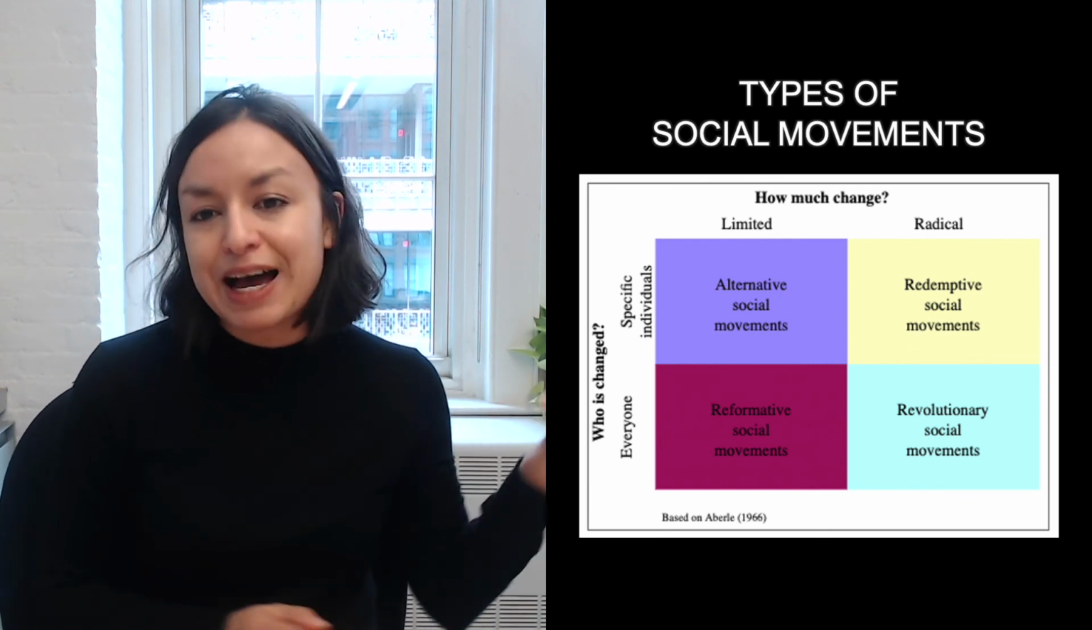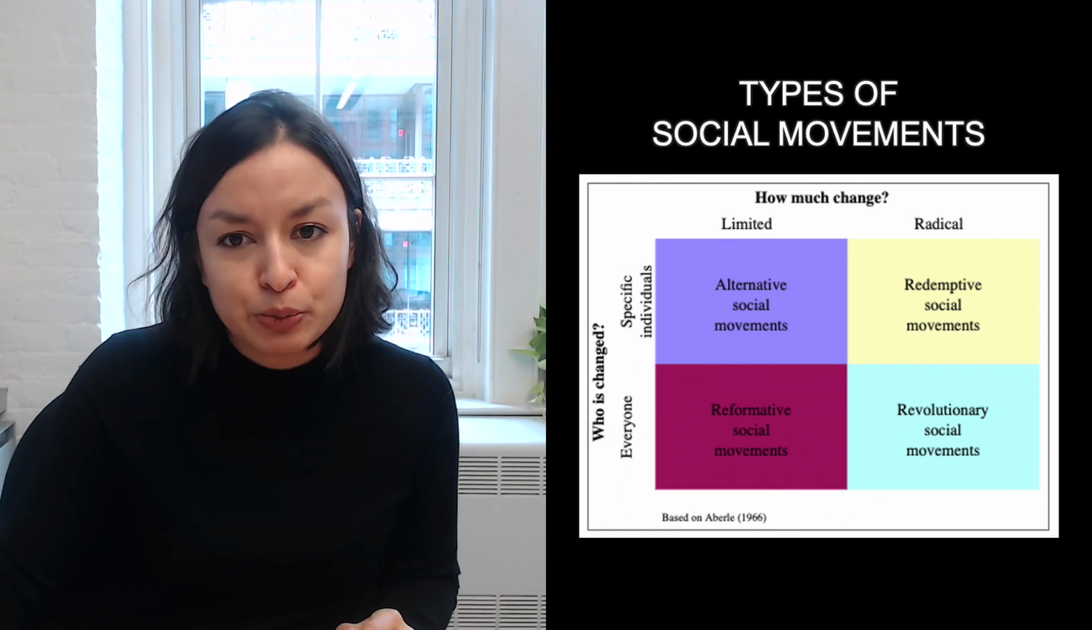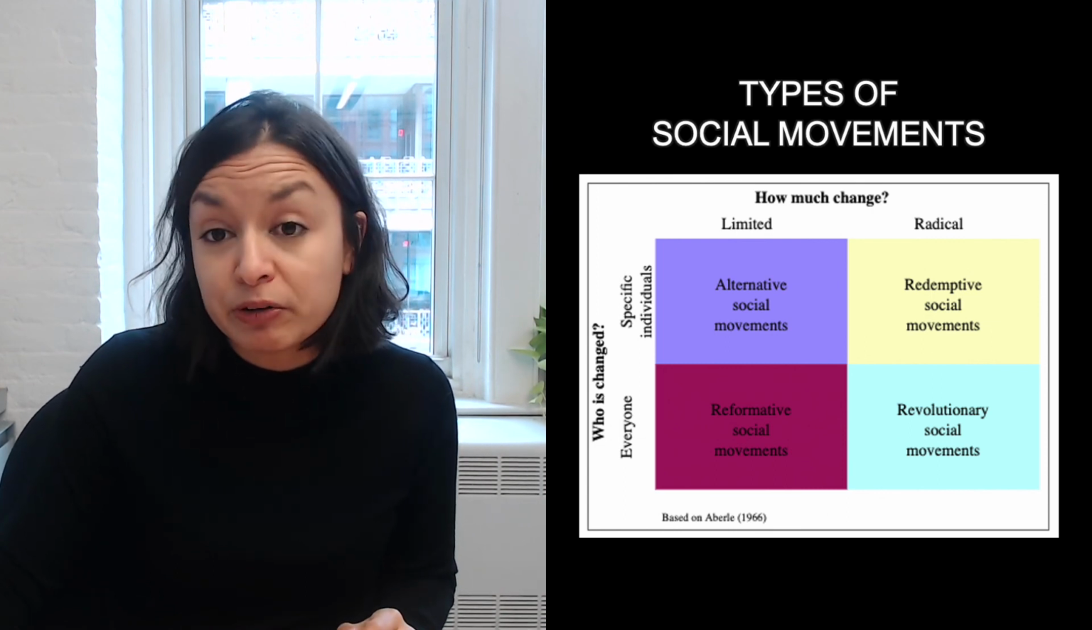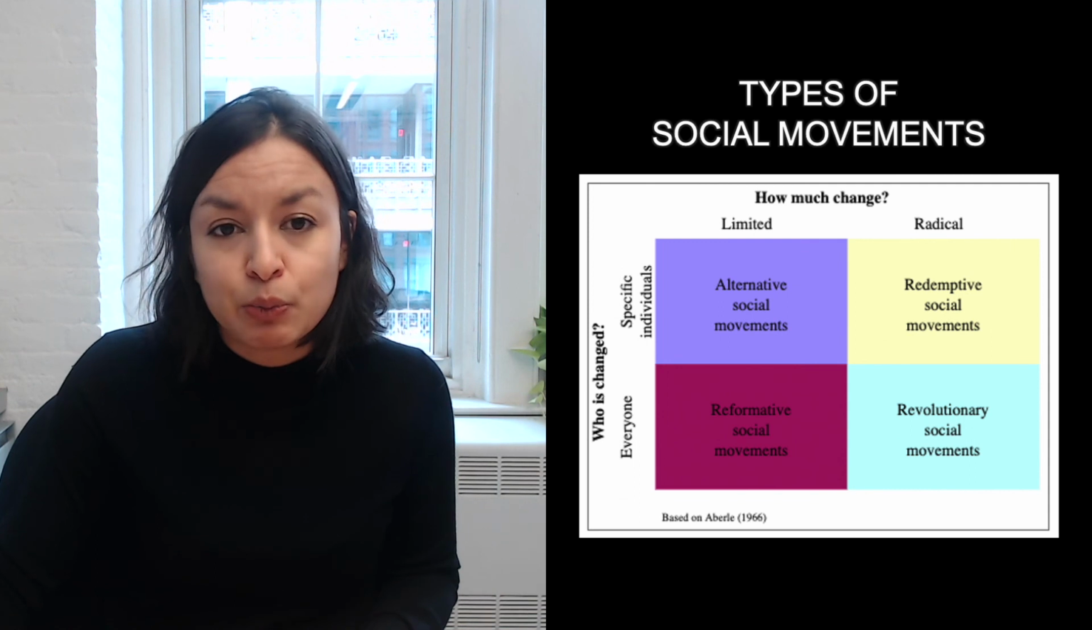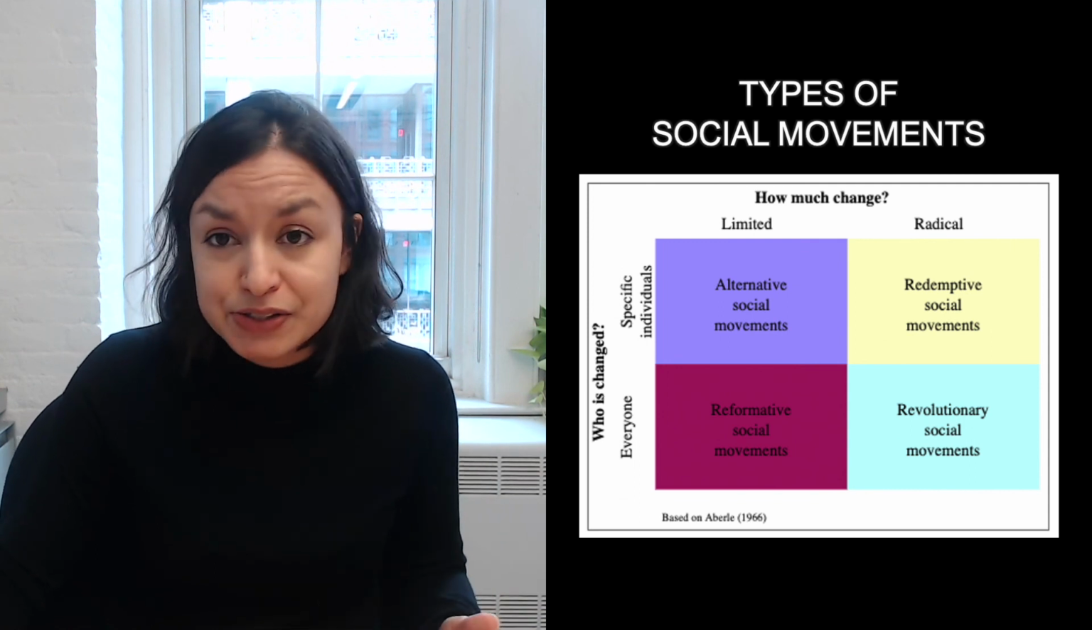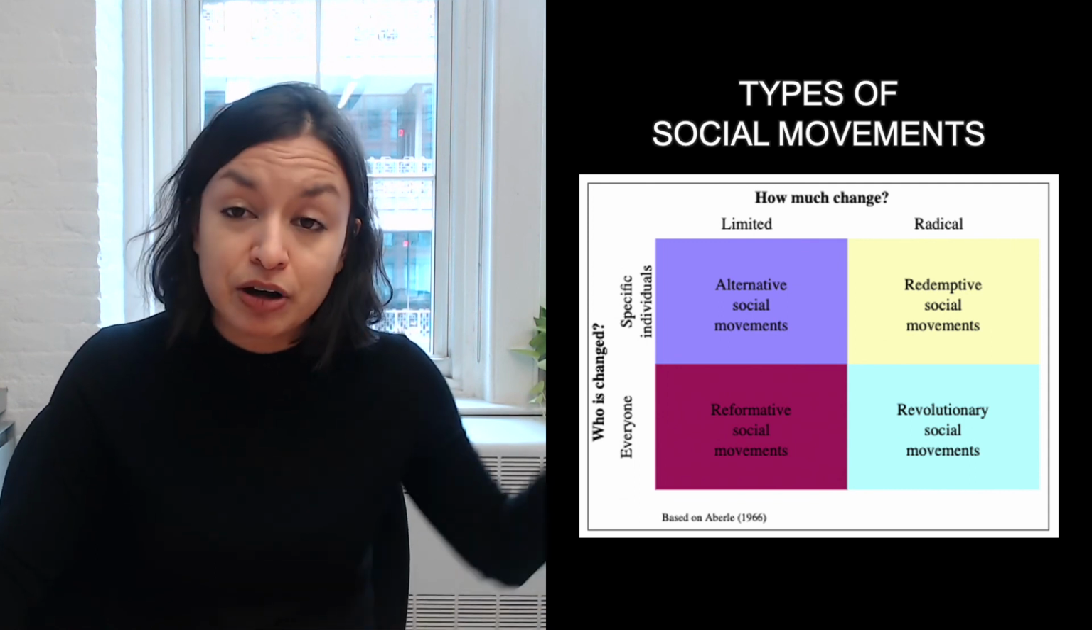So something that you might ask yourself looking at this chart is where you would classify some of the movements that we're familiar with today. Where would you classify the Black Lives Matter protests? Or where would you classify the Women's March on this scale?